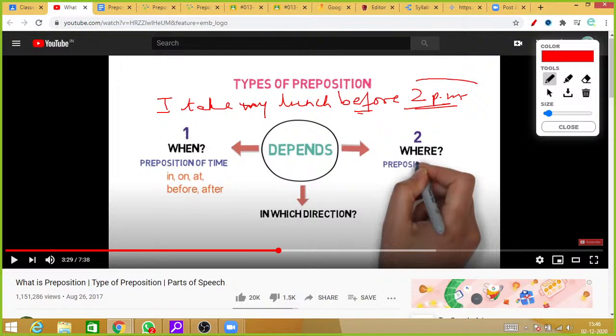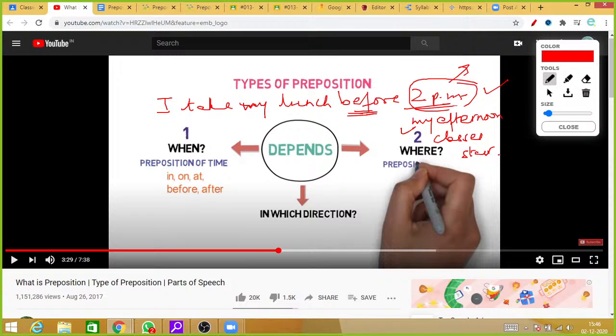Now, if we want to replace this 2 p.m. by an event, we could say, I take my lunch before my afternoon classes start. Okay? Is that okay? My afternoon classes start. So you could use this as well as this. So before. Very good, Aditya.